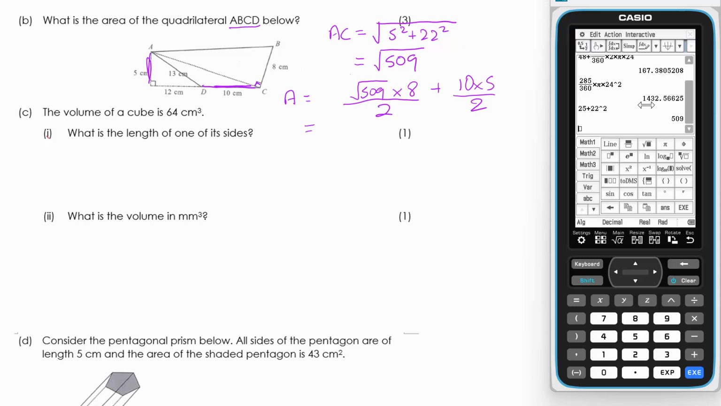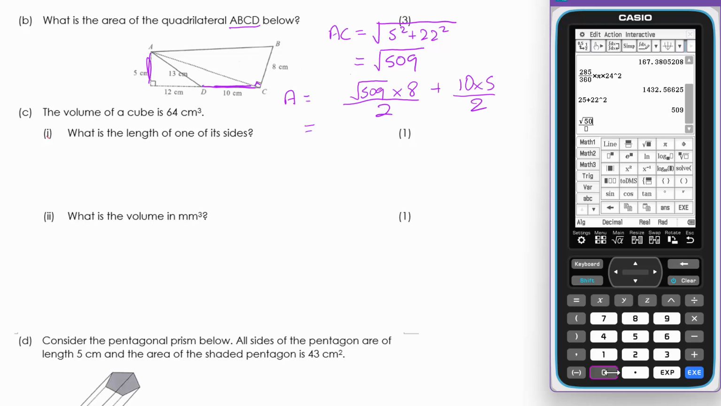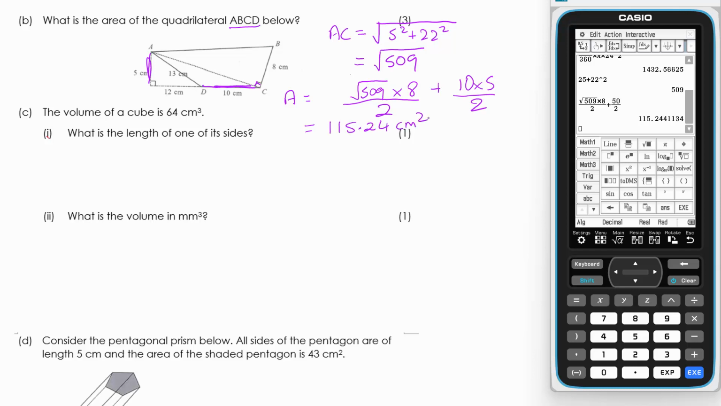So I've got the square root of 509 times 8 divided by 2. And then we're going to add that to 10 times 5, which is 50 divided by 2. And that gives me 115.24. And that would be in square centimeters.